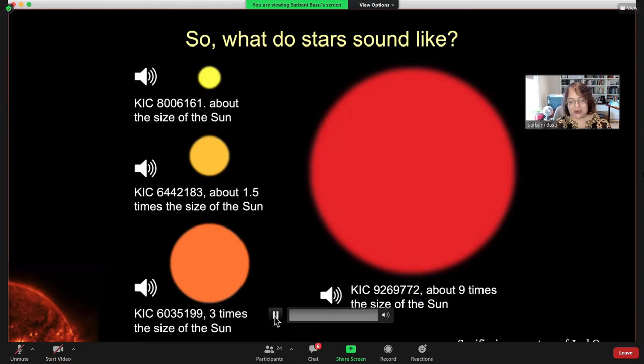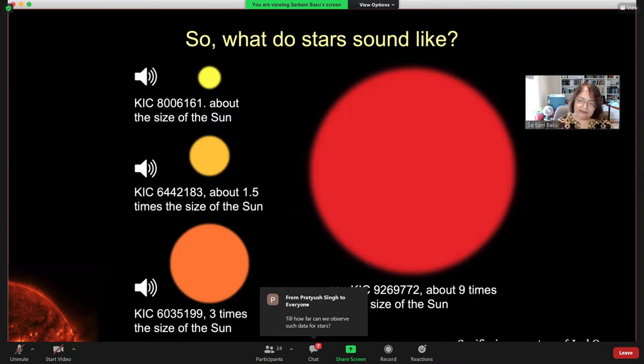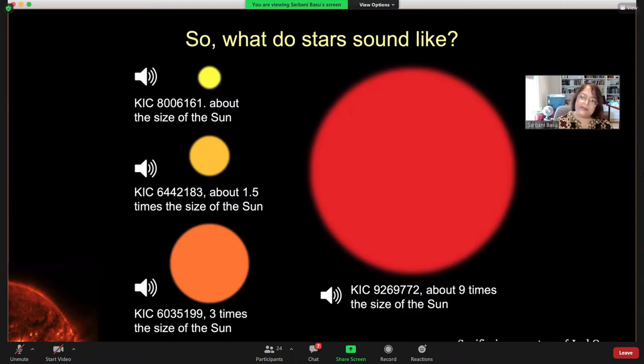So my student Joel took the data, and remember I said the solar data are periods of 5 minutes. That's too low a frequency for us to hear, similarly for these stars. So what's been done is for each case, we've artificially spun up the data, made the frequencies larger by a certain amount so that you could hear them. But the factor is the same in all so that the relative frequency remains the same.